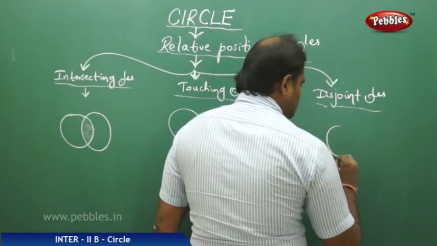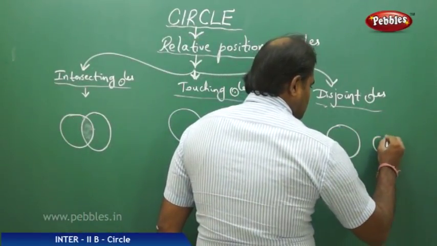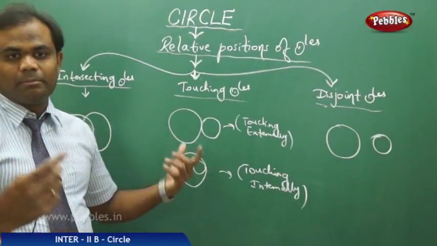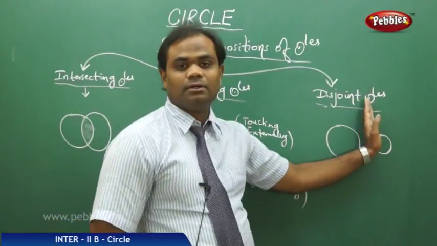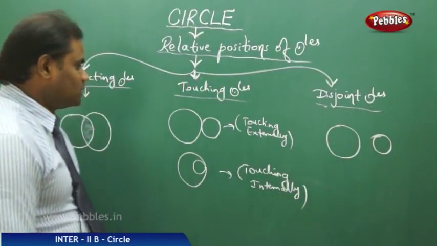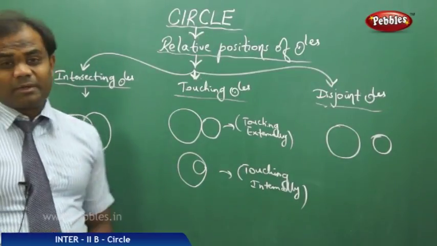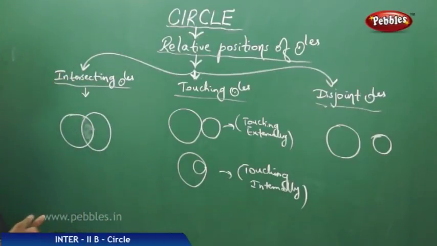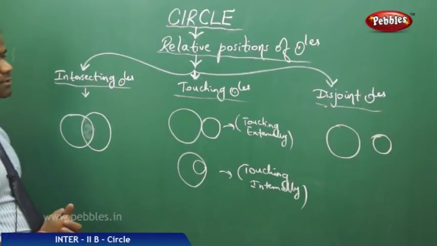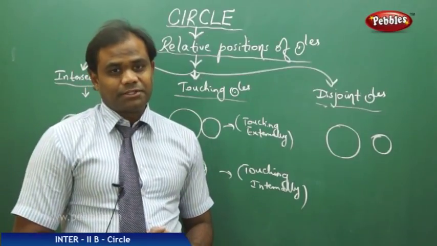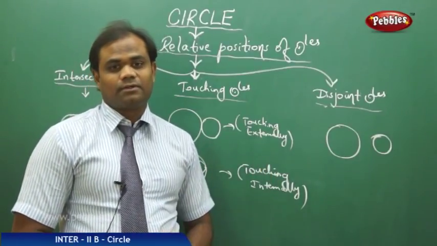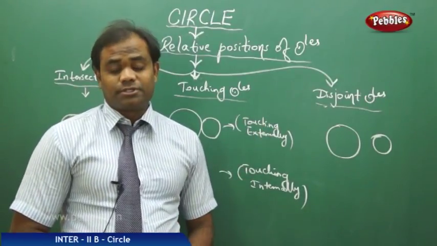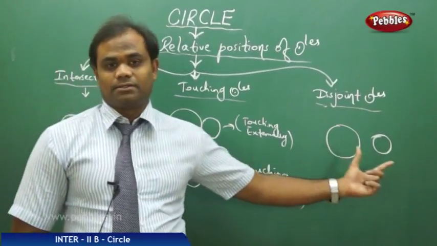And disjoint circles are the circles which do not intersect. There is no overlapping region like here. They're just far apart, with some space in between the two circles. With these three cases, we study the different types of properties involved. Now let's see the tangents connected with the relative positions of circles in each of the three cases.